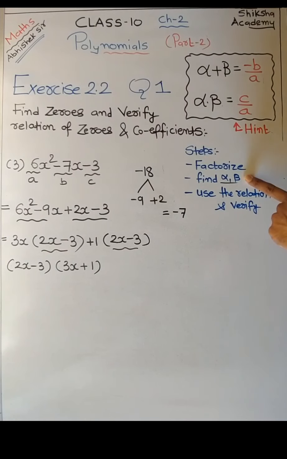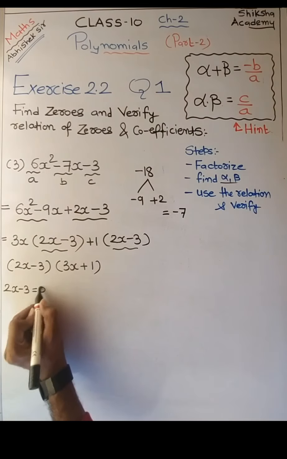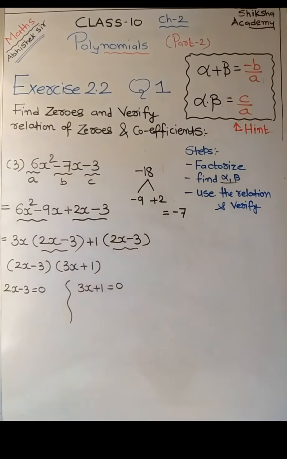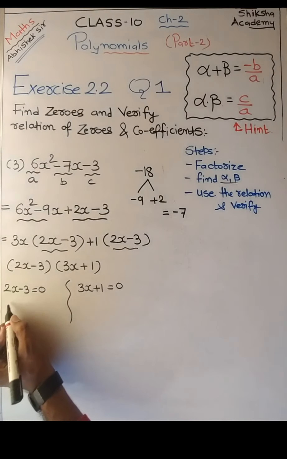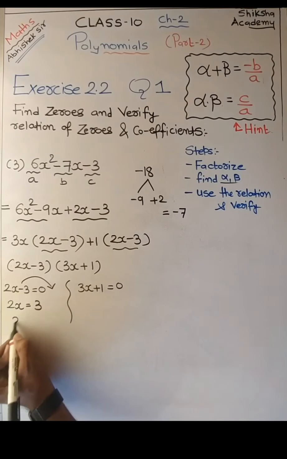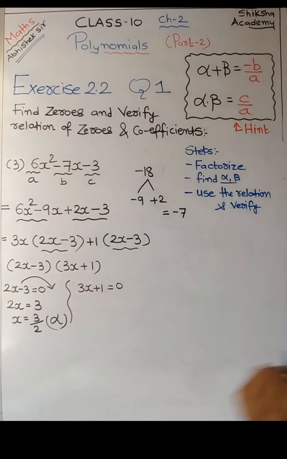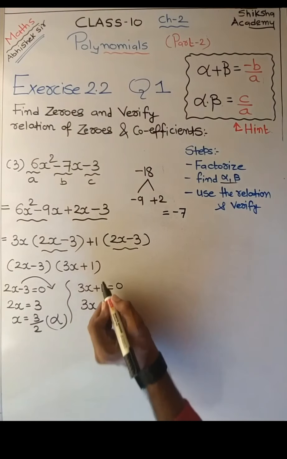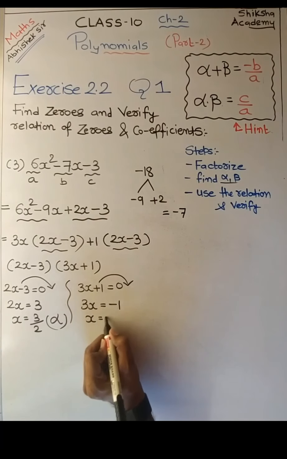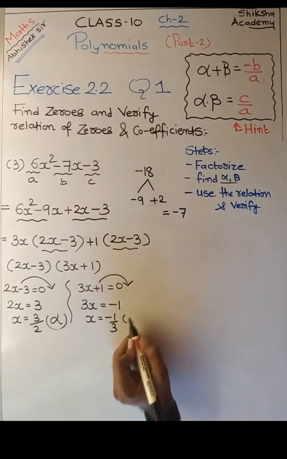For step 2, for finding alpha and beta, we will have to compare it with 0. So 3x plus 1 is compared with 0. Let us quickly find out what is alpha and beta. So 2x minus 3 will come on this side. 2x equals 3, x equals 3 by 2. That is our alpha. Over here 3x plus 1 will go on this side, becomes minus 1, x equals minus 1 by 3. So this is our beta.